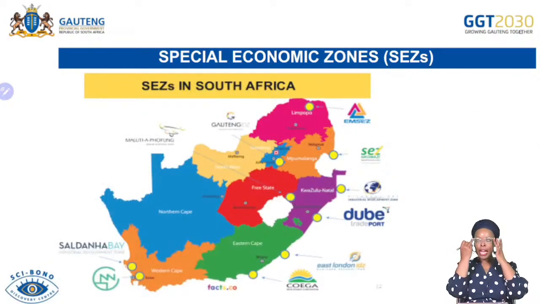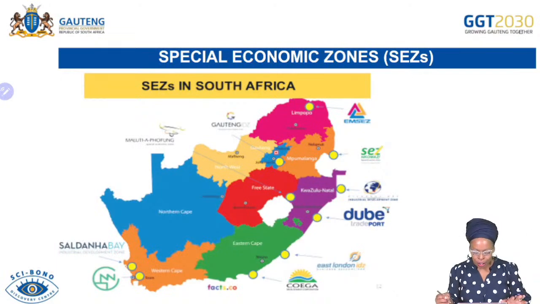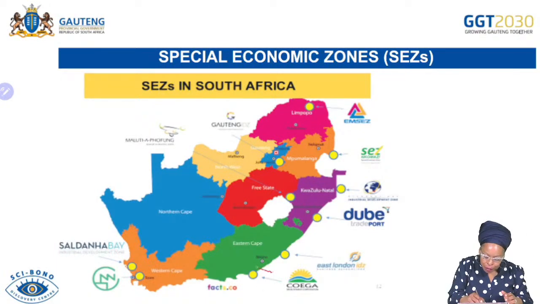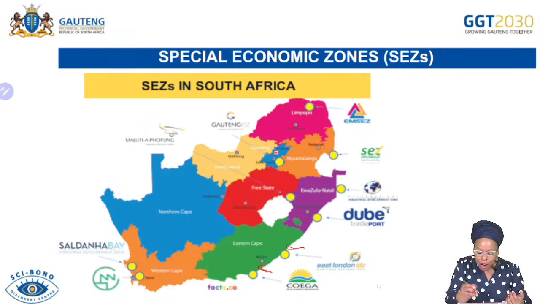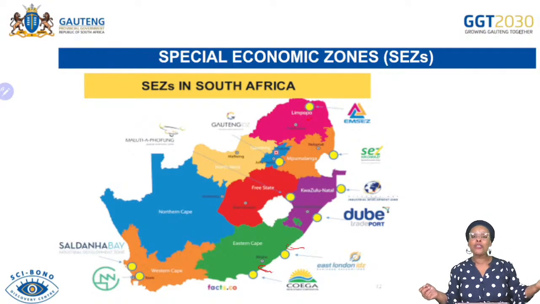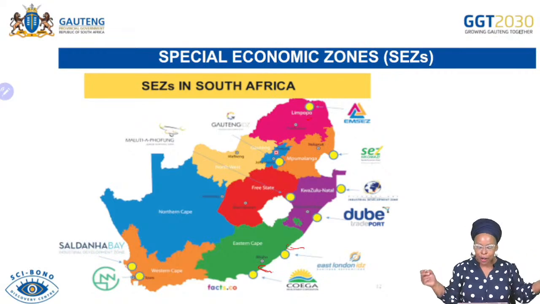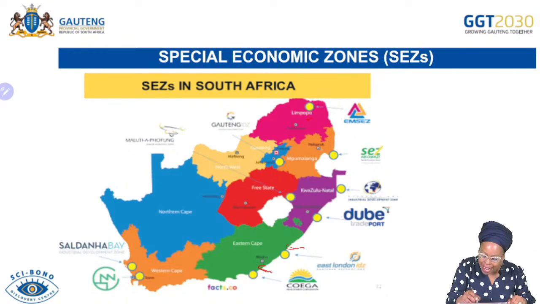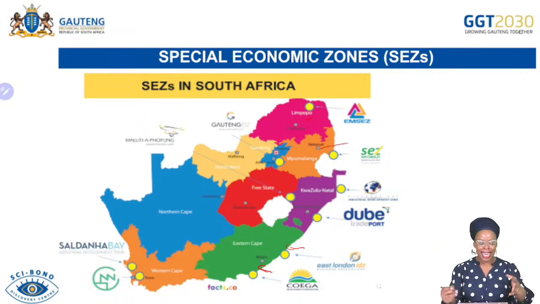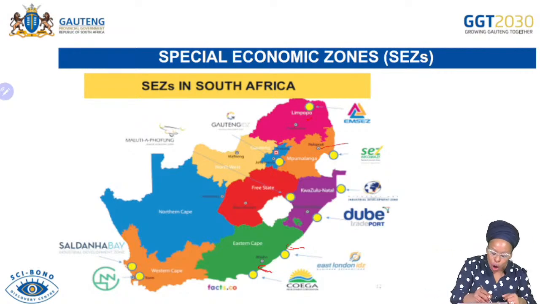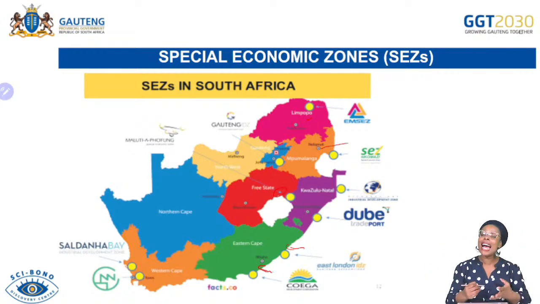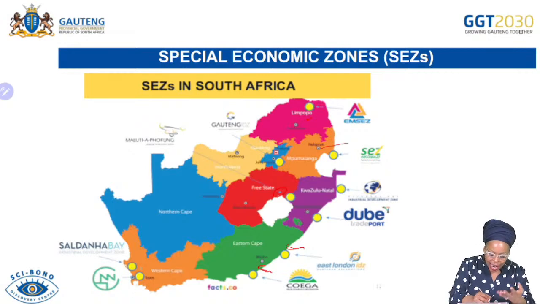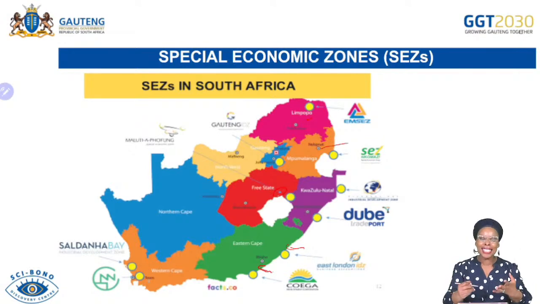Like I've mentioned, you need to know where they are found. For example, this is your Coega, you find it where? In the Eastern Cape. This is your East London IDZ, you find it in the Eastern Cape. You have your Limpopo. In Limpopo, what do you find? You find your Musina Makhado SEZ. In Mpumalanga, you find what? Your Nkomazi SEZ. So you need to know where they are found. Your Maluti Apofung, you'll find it in the Free State. So your Saldanha Bay SEZ, you'll find it in the Western Cape. You need to know where exactly they are found.